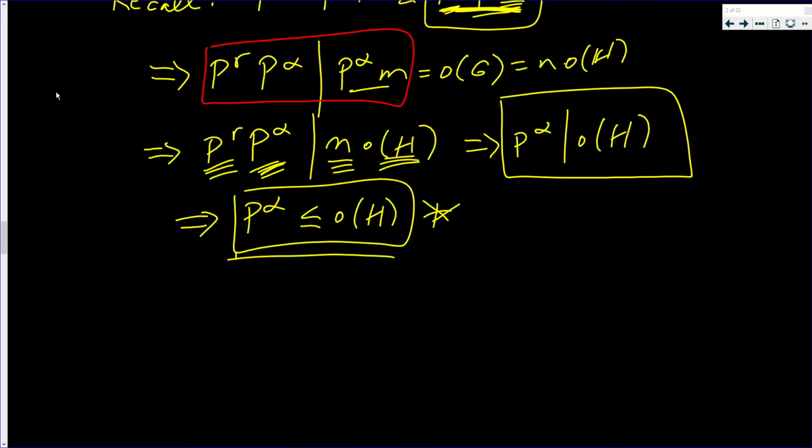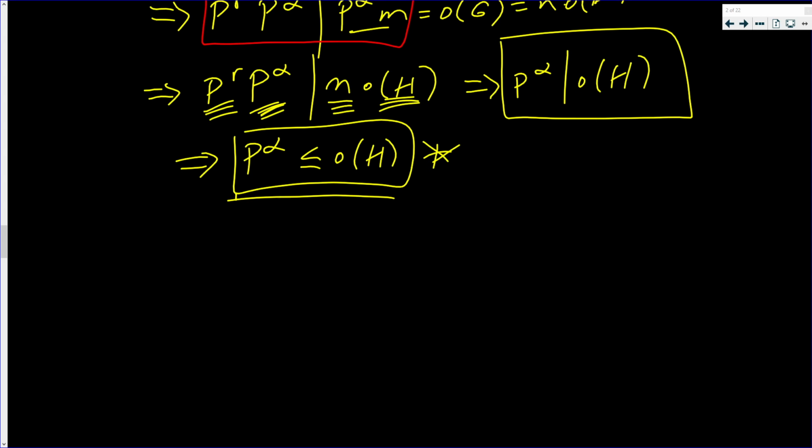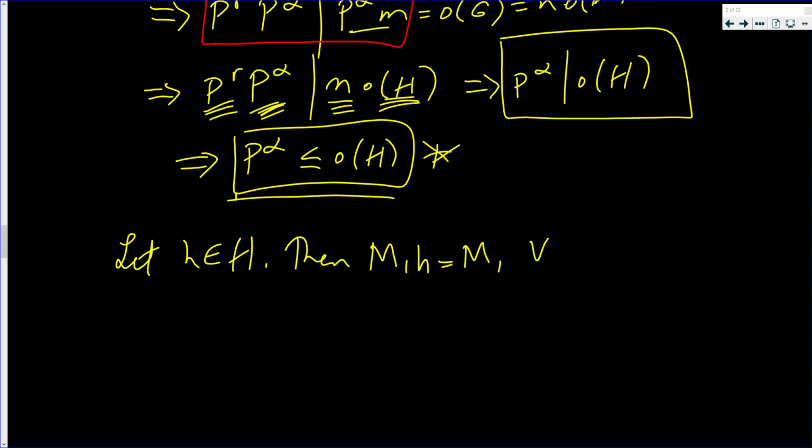So now let us let h be in capital H. Let an element little h be in H. Well, what does that mean? That implies that m1 times h is equal to m1. And this is true for all h in H. Okay, that's by definition. If you're in H, m1 times h is m1. Okay, now let's suppose this for a moment.